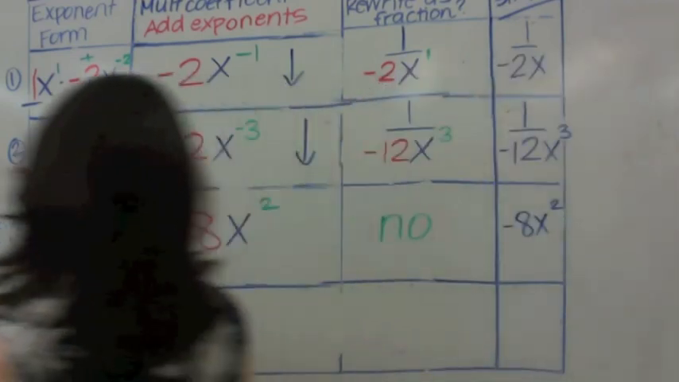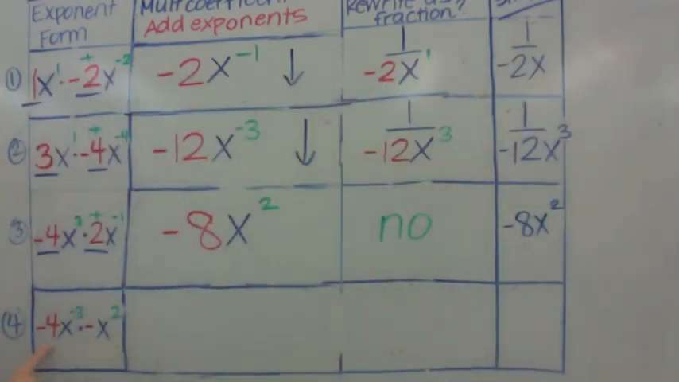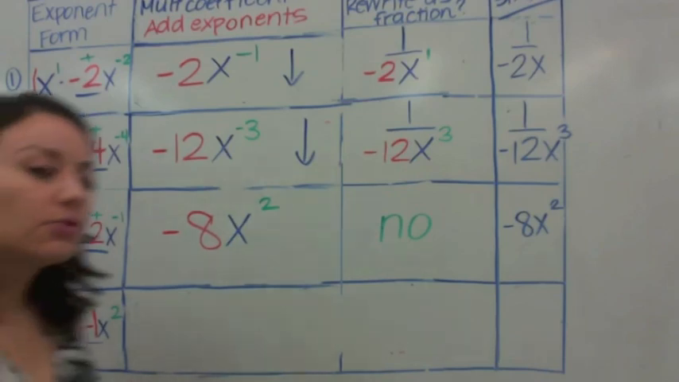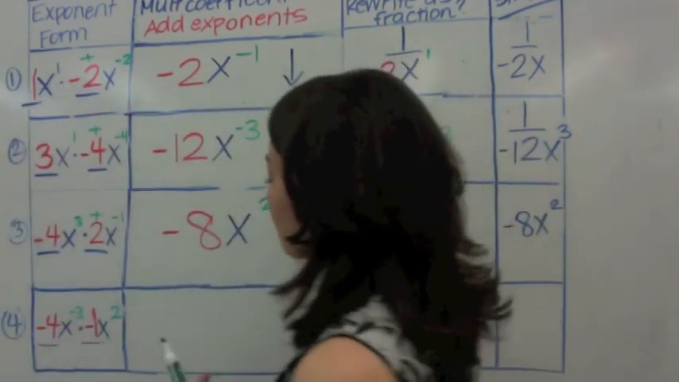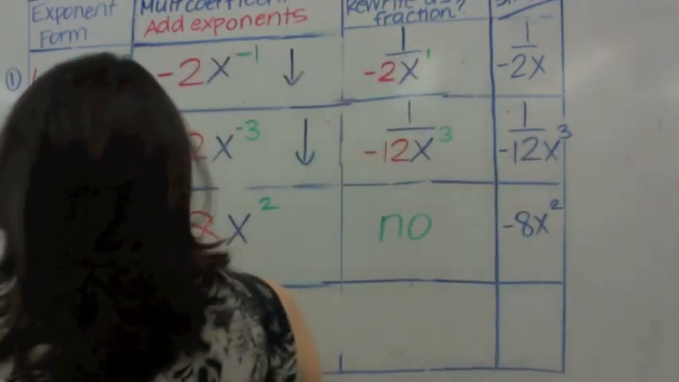Great job. Let's do one more. We have negative 4x to the power of negative 3 times a negative x to the power of 2. First of all, is there some invisible number that is missing? It is the negative 1. Good job. Now we're going to multiply coefficients. We have two negative coefficients, a negative 4 and a negative 1. So negative 4 times negative 1 is positive 4.